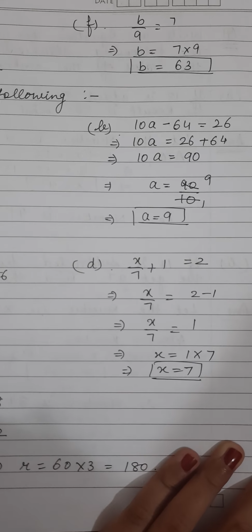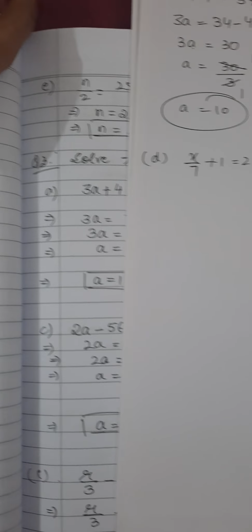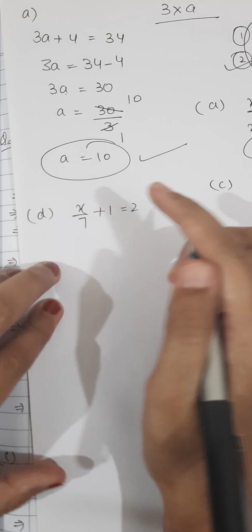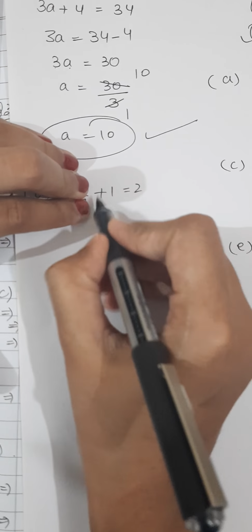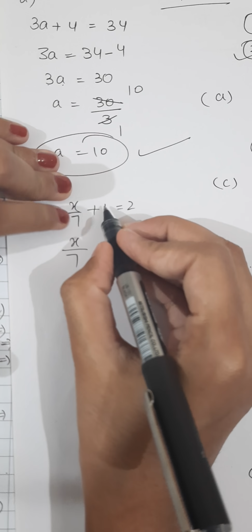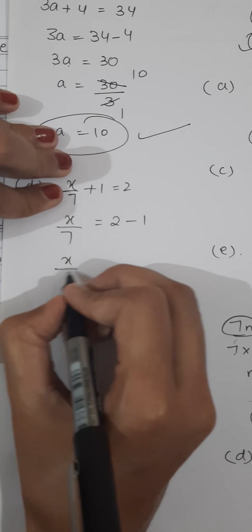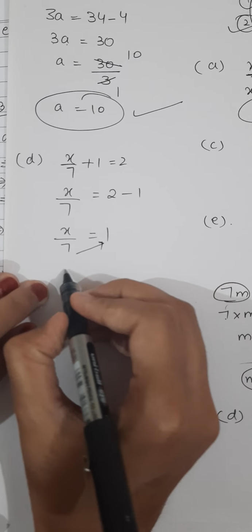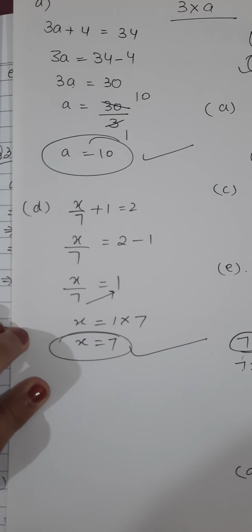x upon 7 plus 1 is equals to 2. So this is the question. In this, what I'm going to do is I want the value of x. Firstly, whatever else is there, we have to solve it. x upon 7 as it is, plus 1 I'm going to take to the other side. It will be 2 minus 1. So x upon 7, what will come? 1. Now this 7 is left, I'm going to take up. So the value of x is equals to 1 into 7, and that is 7. And this is your answer.